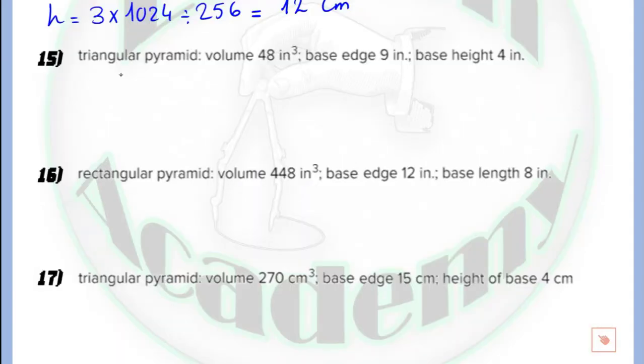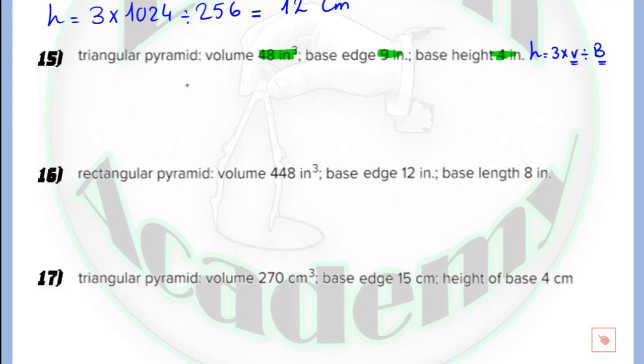In question number 15, we need to find the height. We said that the height is equal to 3 multiplied by the volume divided by the area of the base, so we must know the volume and the area of the base. In question 15, we have a triangular pyramid with the volume equal to 48 cubic units, and the base edge equals 9 and the height equals 4.